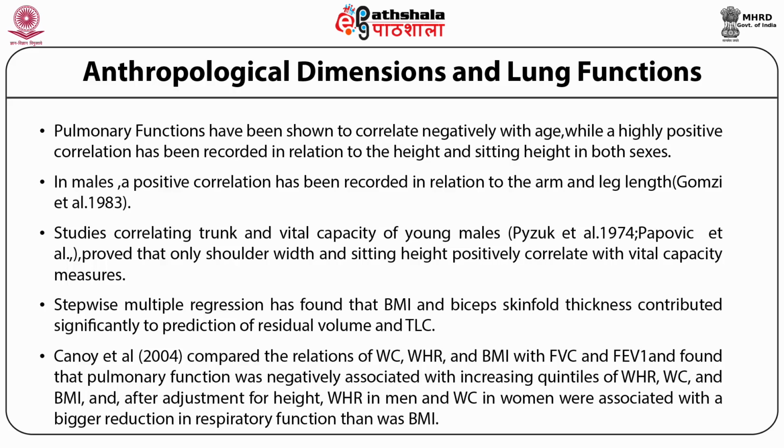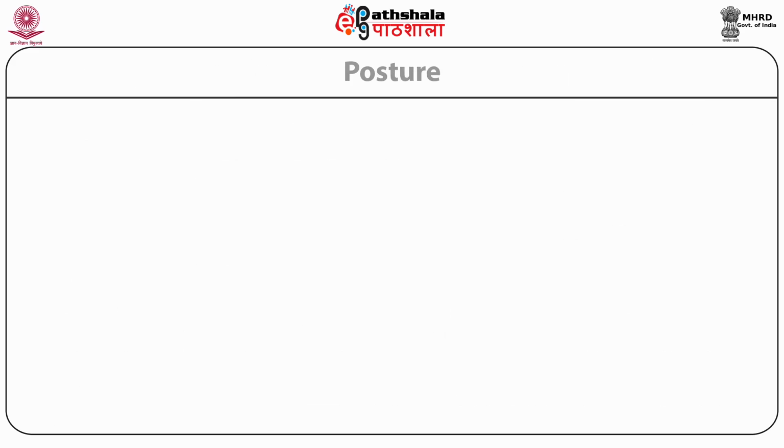The waist hip ratio in men and waist circumference in women were associated with a bigger reduction in the respiratory function. Now let's have a look at the lung functions and our posture.